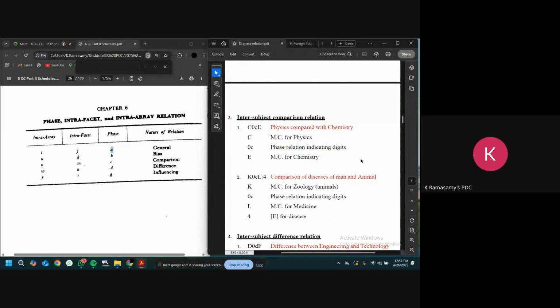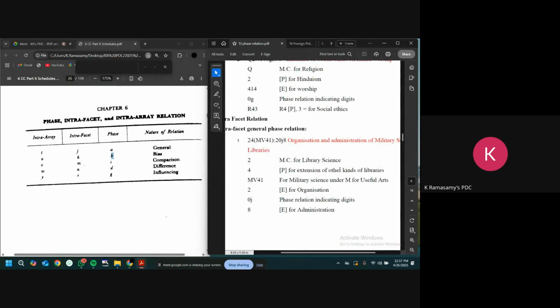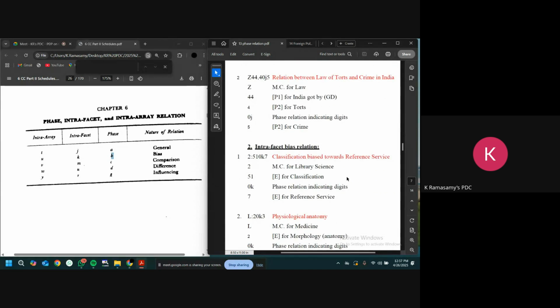Okay. For example, this is another book: Physics compared with Chemistry. Physics is a main class. Chemistry is a main class. You are comparing physics with chemistry. So this is an inter-subject phase relation. What is the first subject? Physics, C. What is the second subject? Chemistry, E. What is the connecting symbol? 0. What is the relation symbol for comparison, inter-subject? Simple comparison is small c. Add small c here. Fine. So that is how you have to construct numbers. I'll give another example. For example, we'll take, okay, we'll take this.